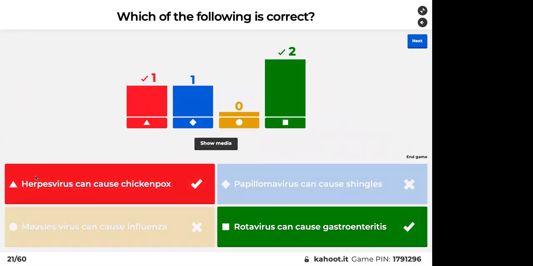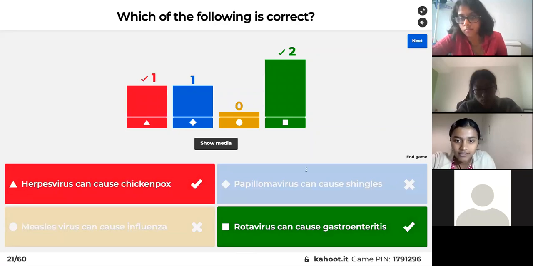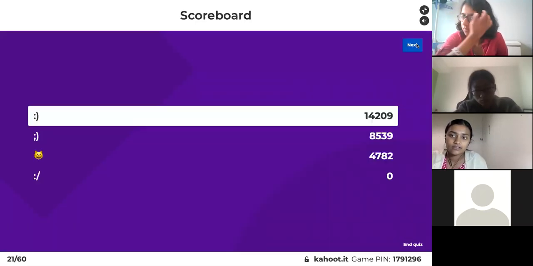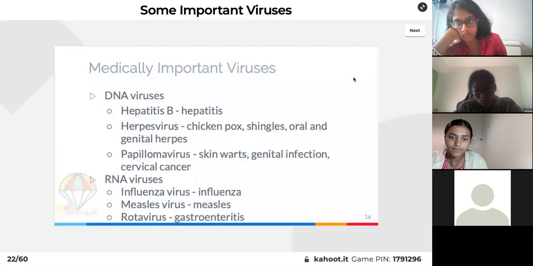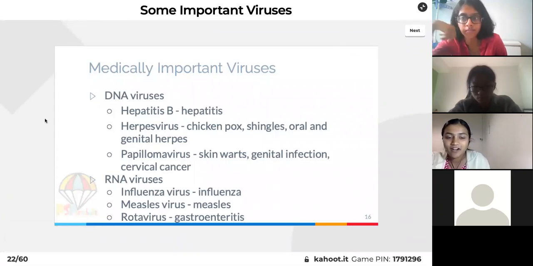Yeah, so herpes virus causes chickenpox. It also causes shingles. Measles virus causes measles, and then the influenza virus causes influenza. Rotavirus causes gastroenteritis, which you guys got correct. And then papillomavirus can cause cervical cancer. Yeah, so this is just a few viruses to know. This isn't the whole list, but just a few to get you started.